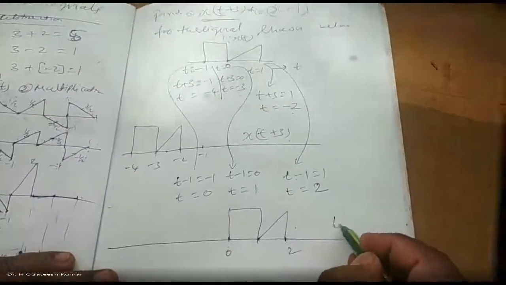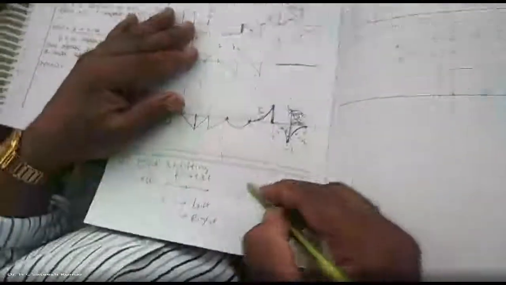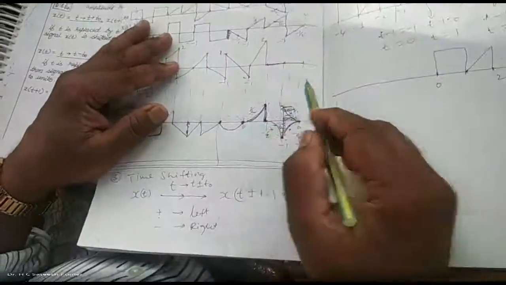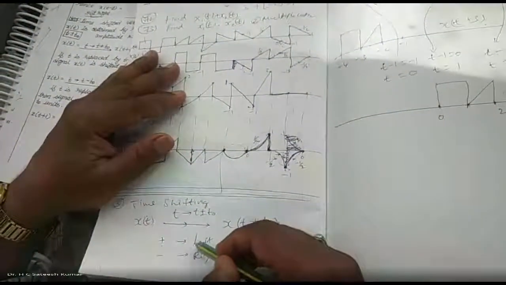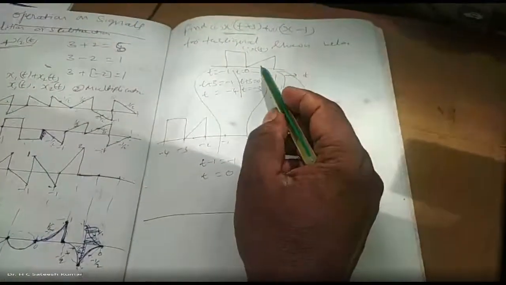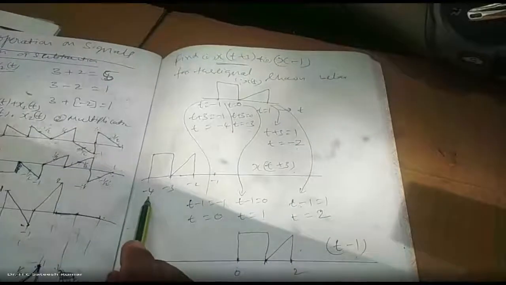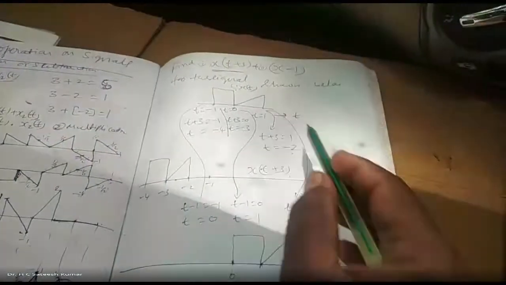So this is t minus 1. Whenever minus sign is there, it is shifted right by 1 unit, I said now. Whenever t plus something is there, it is shifted left. Here, for t plus 3, it is shifted left by 3 units. So it is going to minus 4. For t minus 1, it is shifted to right side.